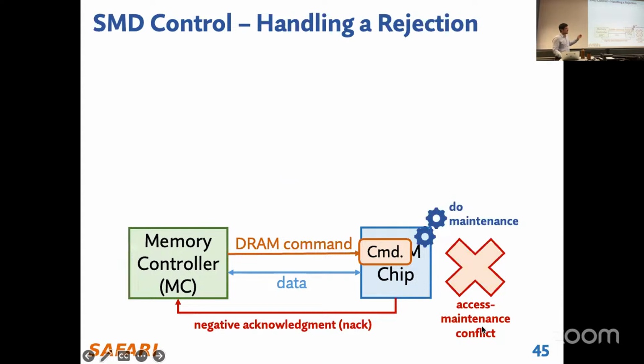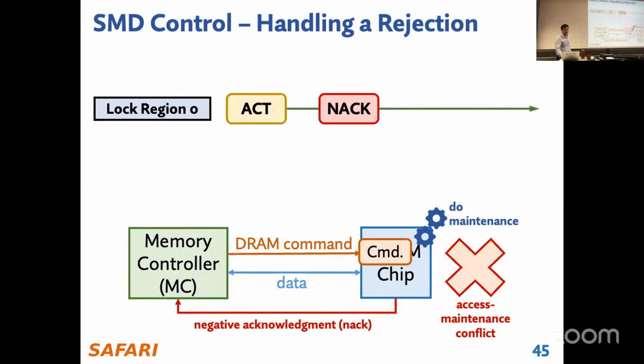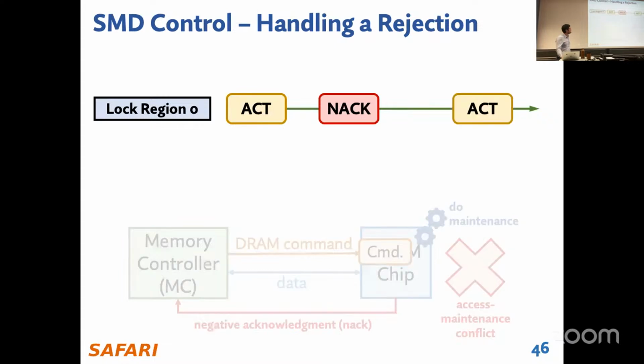Now, let's go back to the activate command rejections that happen when we have access maintenance conflicts. This is an example command sequence that targets region 0, leading to such a conflict. Now, what does the memory controller do? It has to retry the rejected activate command, ideally in the near future, as soon as possible.